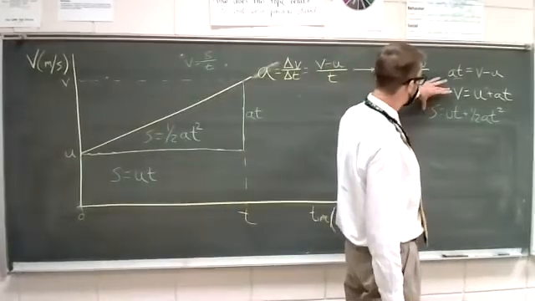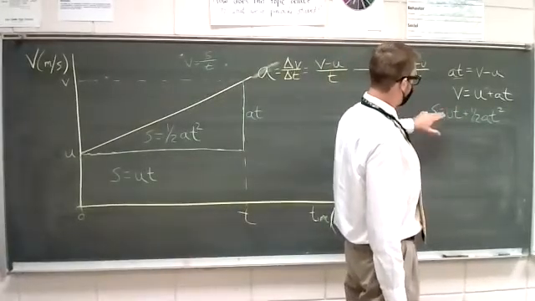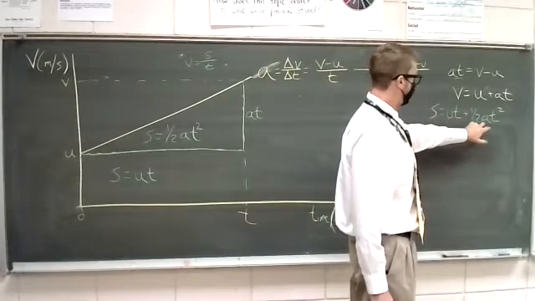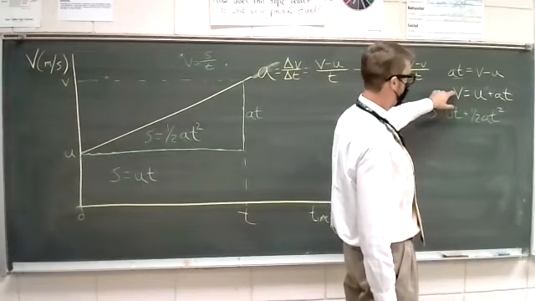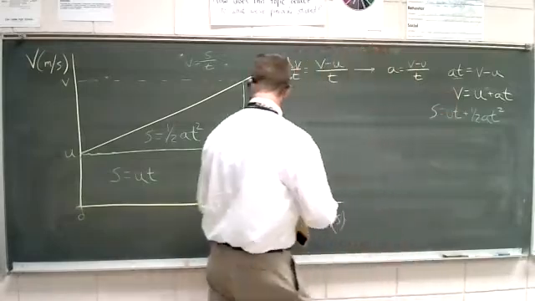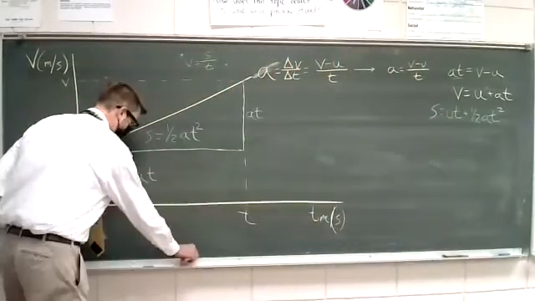Every one of the big four relates 4 variables. They omit one of them. In this case, there's no final velocity. In this case, there's no displacement. All right, on to the next one.